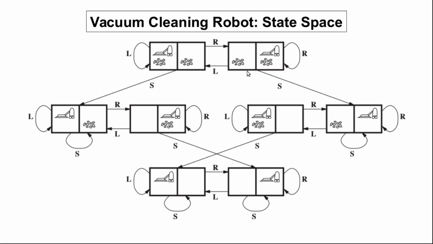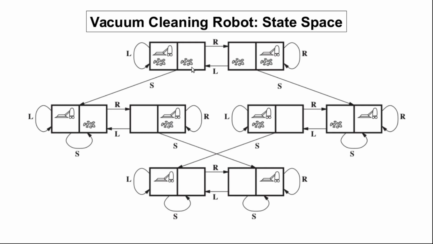However, if we don't move to the left and instead perform the suck action, then what will happen is this dirt will get cleaned, and hence we will be in a state where room A is dirty, room B is clean, and our robot will be in room B. And that is the state for that scenario where room B is clean, room A is dirty, and the robot is in room B. So when we perform the suck action, we will transition from this state to this state, and that's what you will see for each of the states.